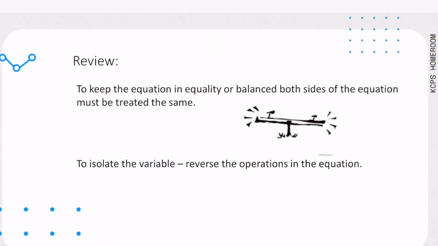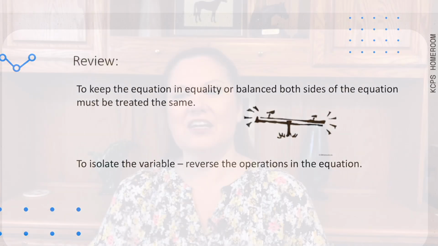That concludes our lesson for today. Let's take a quick review. To keep an equation in equality or balanced on both sides, we must treat both sides the same. Remember, a teeter-totter goes up, goes down. We want that great place in the middle where both sides are balanced. To isolate the variable, you're going to do the reverse, known as the inverse operation, until one side has your variable, the other side has one constant.